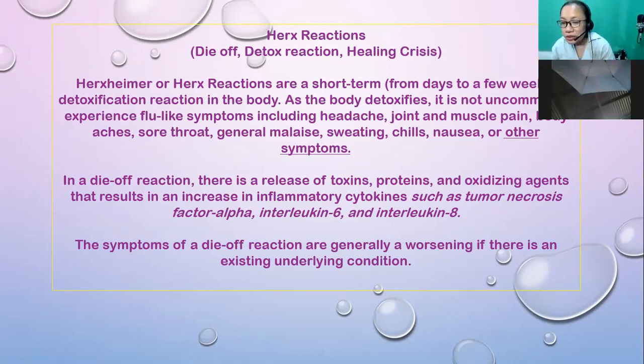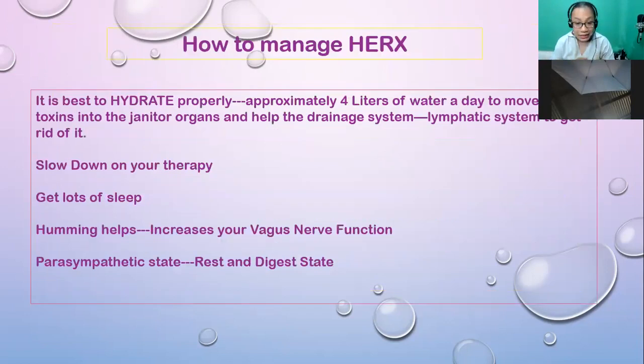Okay? So, the symptoms of a die-off reaction are generally a worsening if there is an existing underlying condition. So, it's a case-to-case basis. If you have an underlying condition, a chronic disease, for example, and your body's metabolic shift is from here to here, you'll be experiencing this and some other symptoms. Okay? Now, how do we manage that? How to manage the Herx reaction?